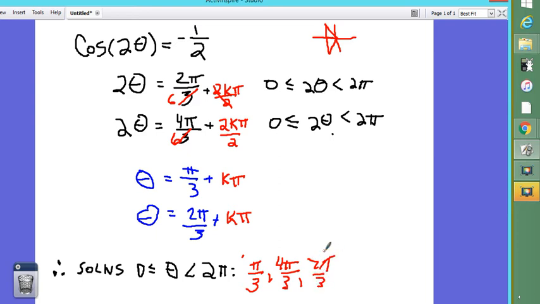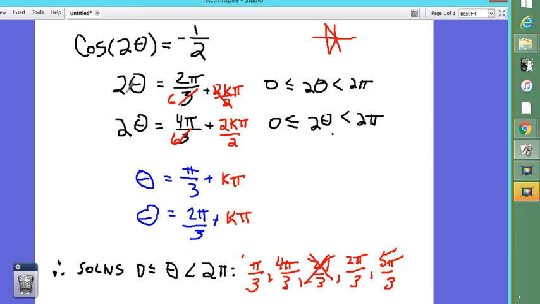Excuse my writing. We're not going to use this one anyway. Notice we've exceeded 2 pi, so we're throwing this one out. Okay, come down to here, starting at 2 pi over 3. We're going to add another pi, another 3 over 3, which is 5 pi over 3. You can keep going, add another pi, which would give you 8 pi over 3, but we would throw that one out. So we have 4 solutions to this problem: pi over 3, 2 pi over 3, 4 pi over 3, and 5 pi over 3.